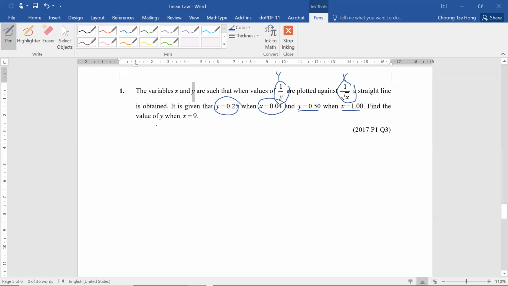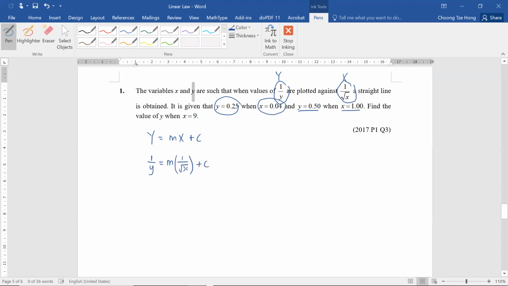Okay, find the value of y when x equals 9. So now the form of the equation is big Y equals m big X plus c. But big Y is now 1 over y, right? Then m, we don't know what it is. Big X is 1 over square root x. c, we don't know what it is.